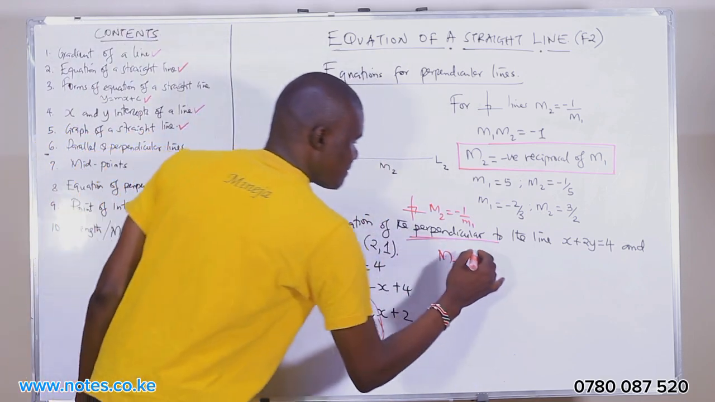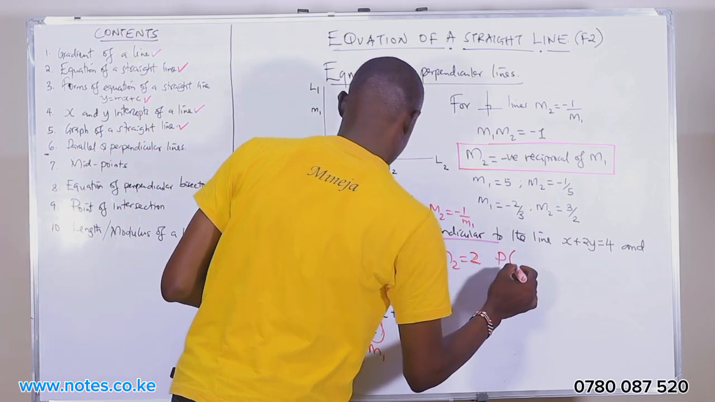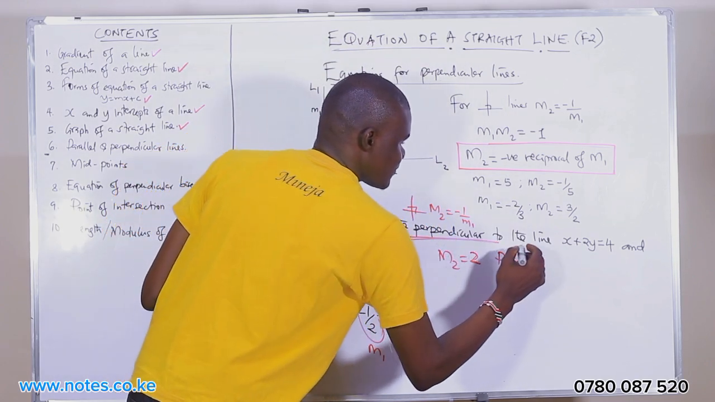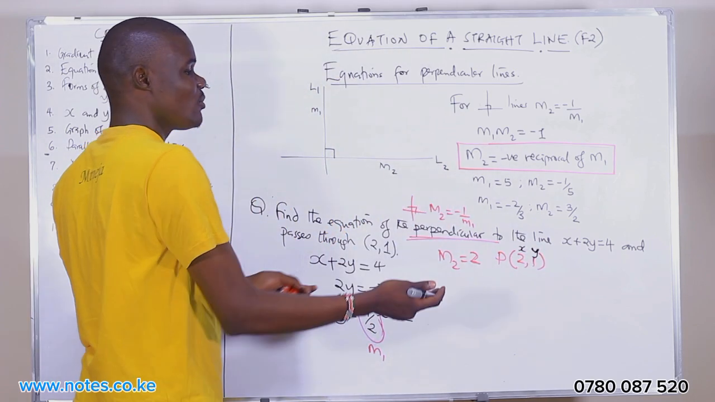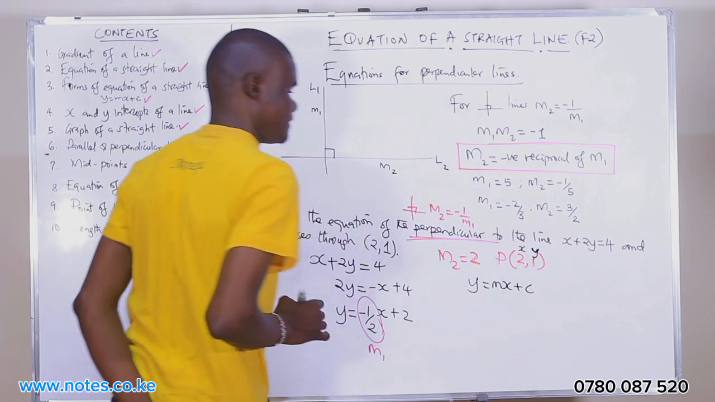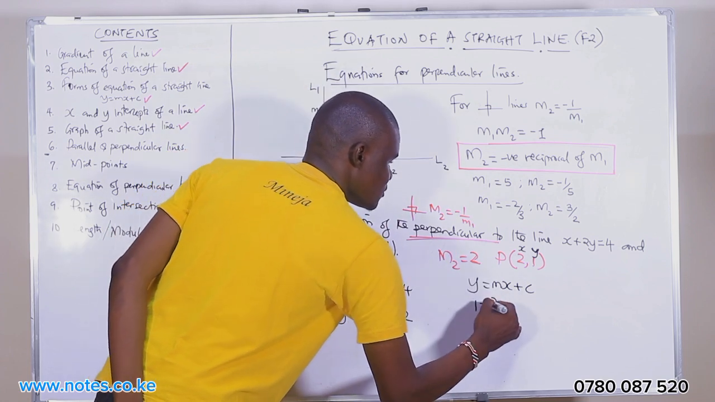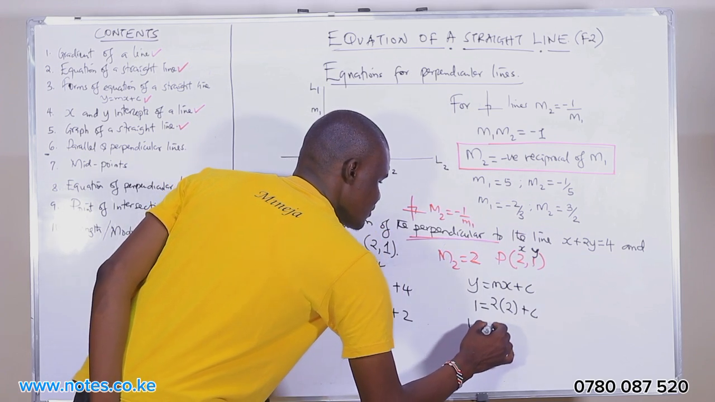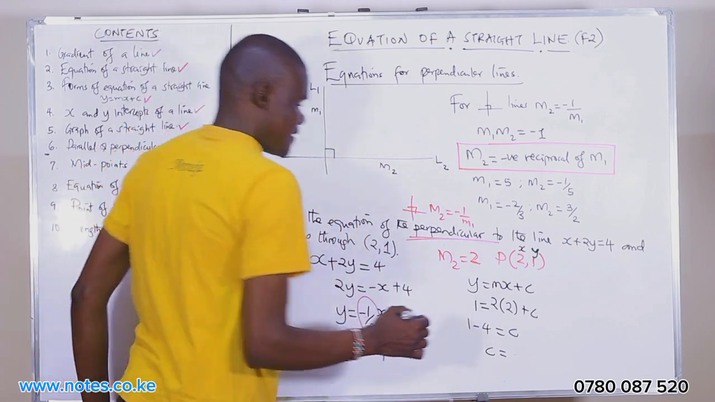I hope we are clear. So you use this 2 and the point you are given, (2, 1). I said label them. This is x, this is y, and this is m. So you can form the equation by simply saying y is equal to mx plus c. Y is 1, m is 2, x is 2, plus c. We're going to have 1 minus 4 is equal to c. C is going to be negative 3.